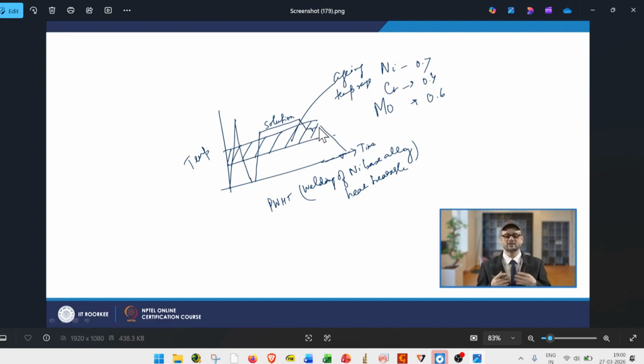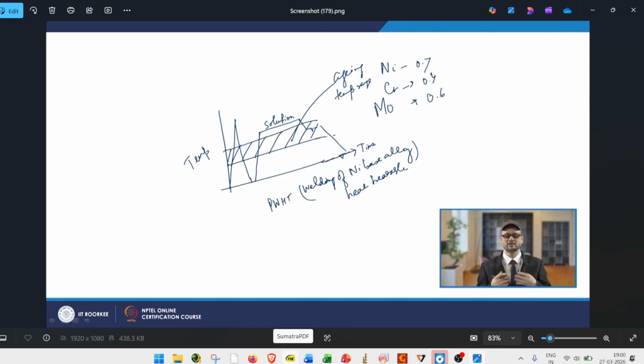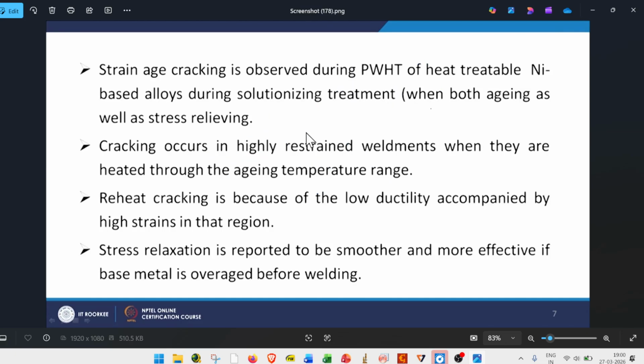Then during the aging process, cracks occur in highly restrained volumes when they are heated through the aging temperature range. So what happens during the aging temperature range? It is the formation of carbides, and the carbides will reduce the intergranular strength, which will result in crack formation. Reheat cracking happens because of the low ductility accompanied by the high strains at this region, and stress relaxation is reported to be smoother in the more effective base metal region.